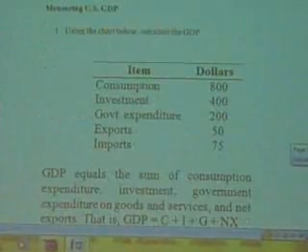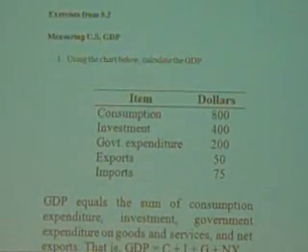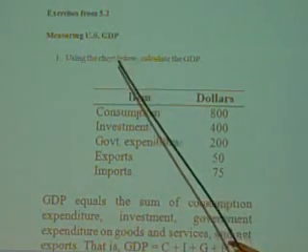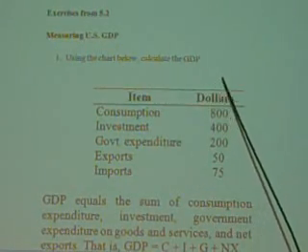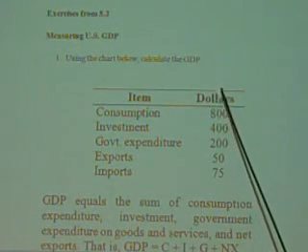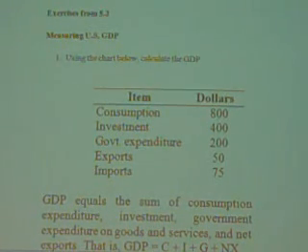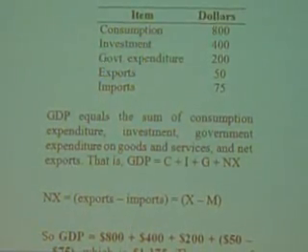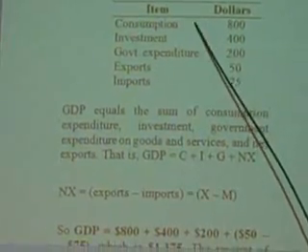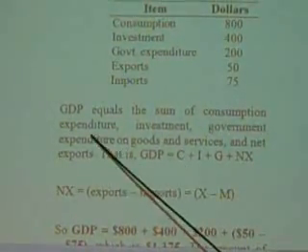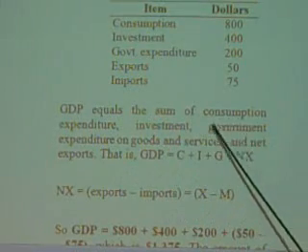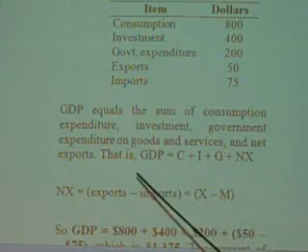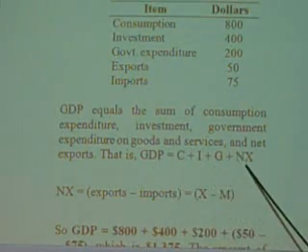This actually comes from your textbook. It's at the end of the checkpoint of 5.2. It asks you to measure the U.S. GDP. Using the chart below, calculate the gross domestic product, or GDP. Try to squeeze this all into one page here. Here are the various items, the dollar values. GDP equals the sum of the consumption expenditure, investment, government expenditure on goods and services, and net exports. So it equals these items.